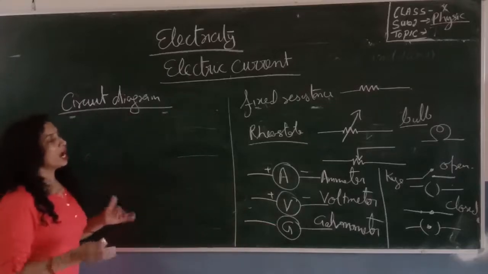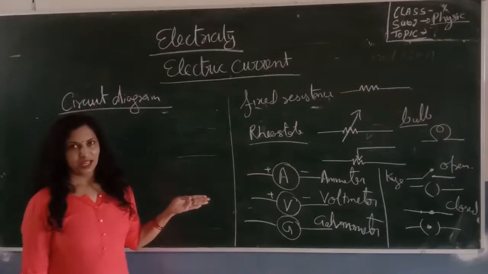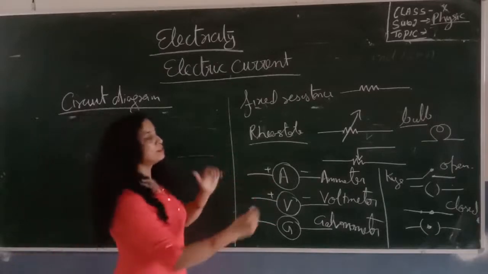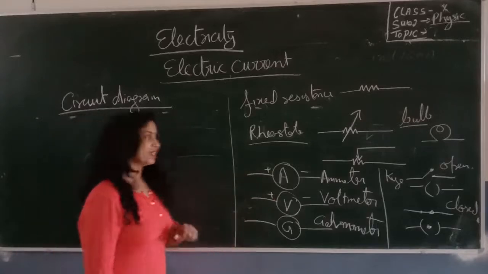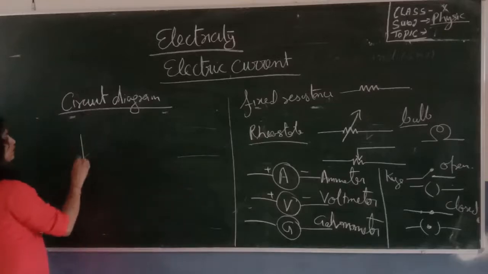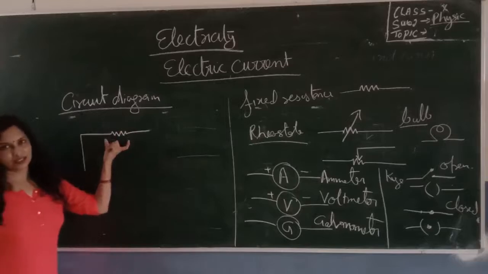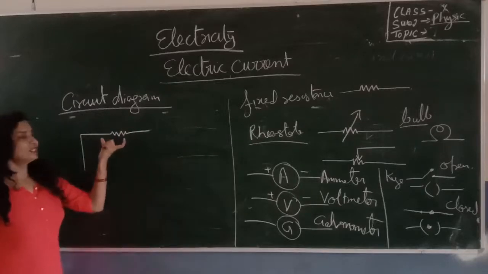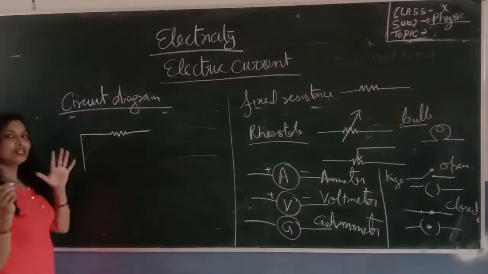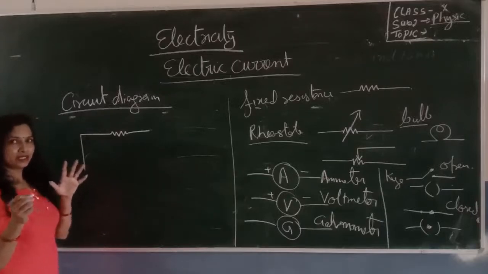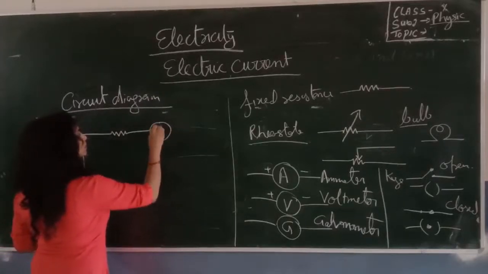Circuit diagram is how we use these different symbols in a circuit. And if we use these symbols in a circuit without writing their names, it shows the circuit diagram. So now we know that this is a connecting wire, and suppose we have the resistance wire like this. This is the resistance wire, on which you have to find out the resistance. So first we will connect the ammeter in series.